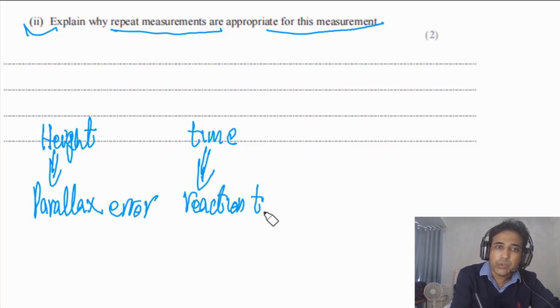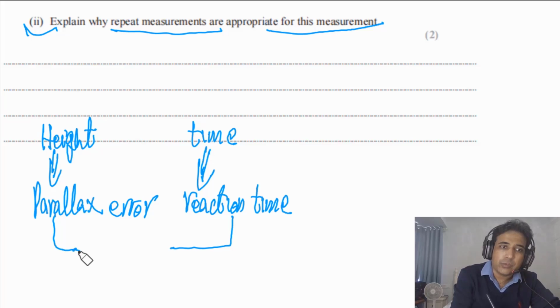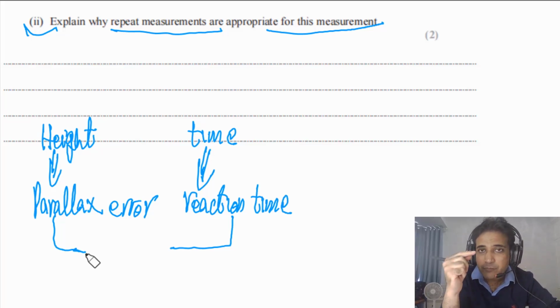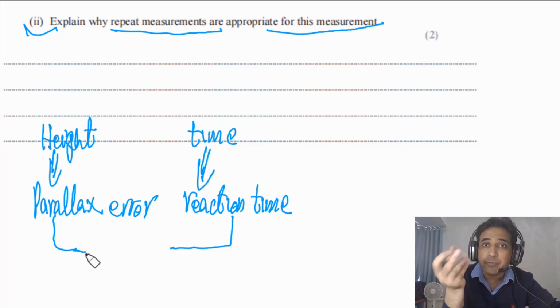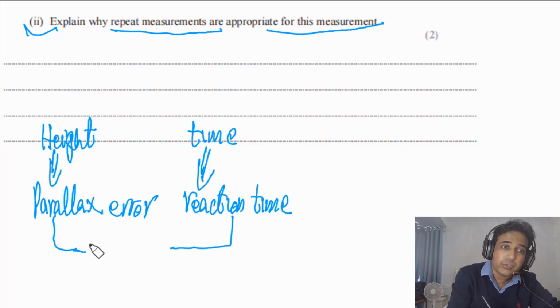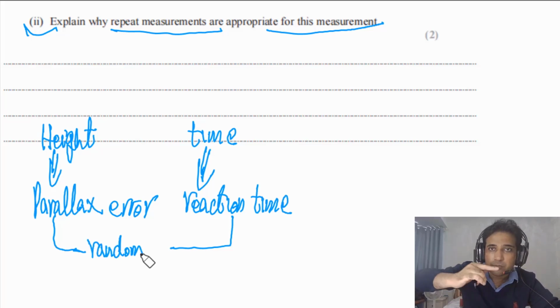So due to reaction time. Now if we repeat these measurements, the value of parallax error will be different. It can be slightly higher or lower than the actual value due to parallax error, and reaction time also can be a little bit higher, a little bit lower every time we repeat. So we can simply say these two will cause random error, because the readings will be sometimes higher, sometimes lower, so that is random error.